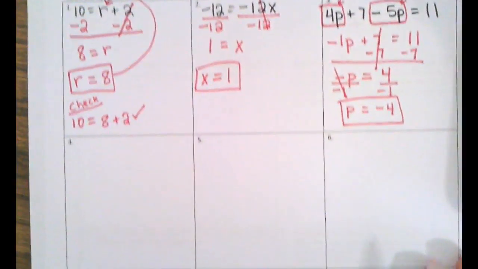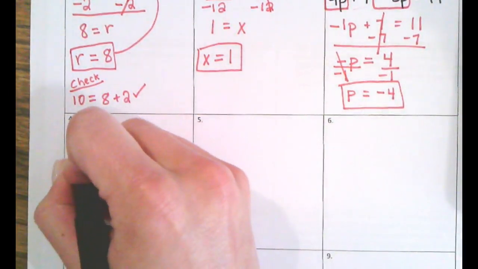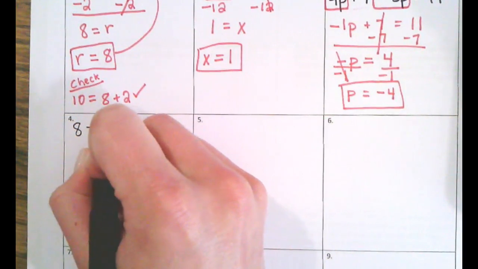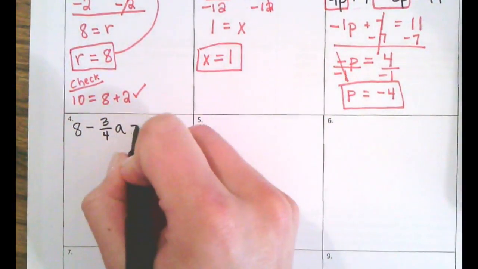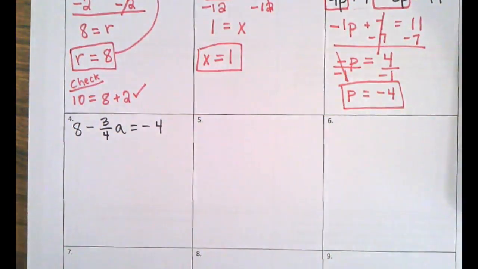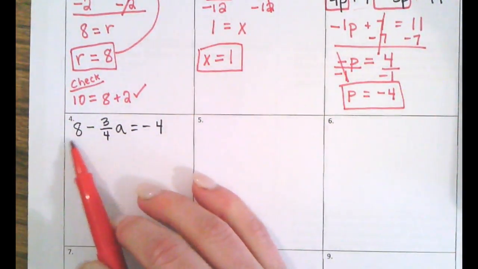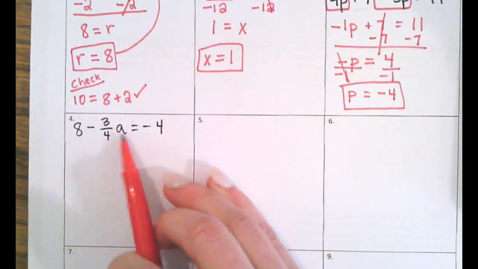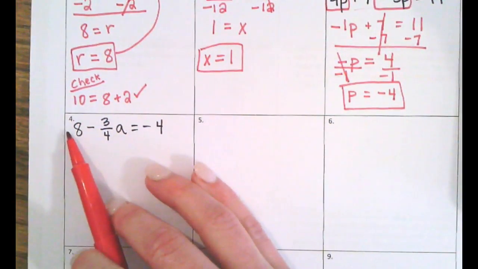Okay, moving down to number 4. We have 8 minus 3/4 A equals negative 4. Just like we did before, we have here this 8 minus 3/4 attached to this A with multiplication. So we're going to get rid of this 8 first.